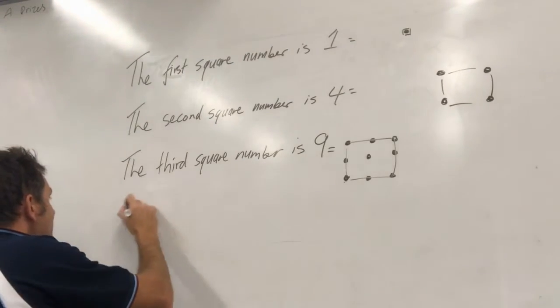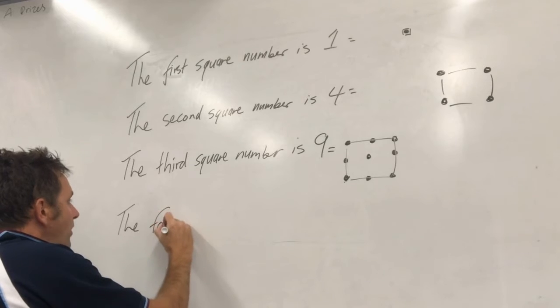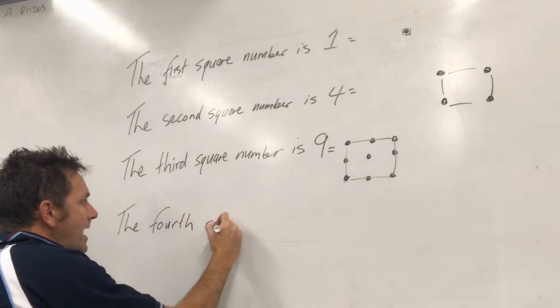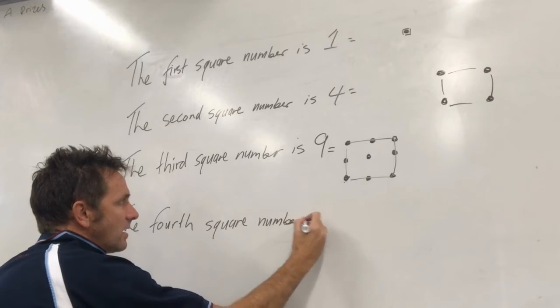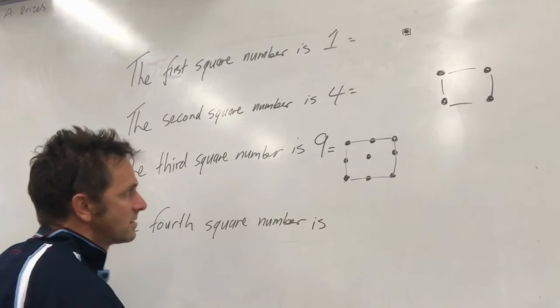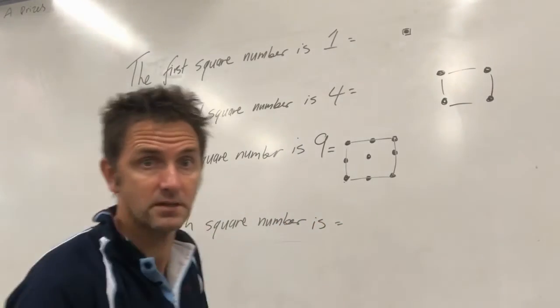The fourth square number. The fourth LCM of square number 7 and 8. What's the lowest common multiple? Do you know what we're talking about? Let's see over here. Good, we can.